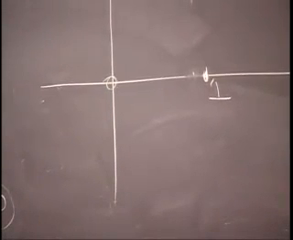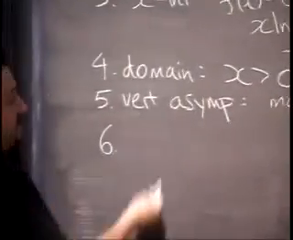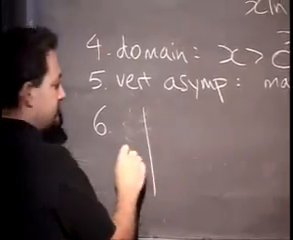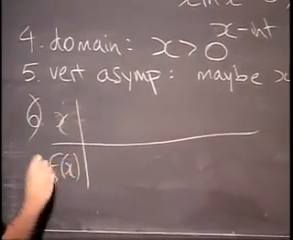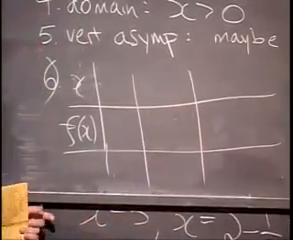All right. Step 6. What is step 6? I'm losing myself here. The table of signs for the function. Well, let's just draw it up. So we have x and f of x. And it's a very simple table.